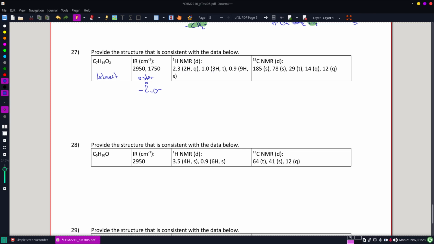2, 5. Okay, that's going to take care of all my hydrogens. So I have a CH2, a CH3, and then 9 hydrogens that are all singlets.